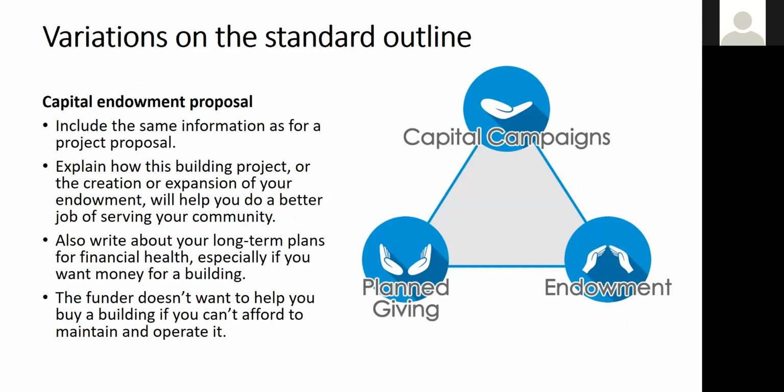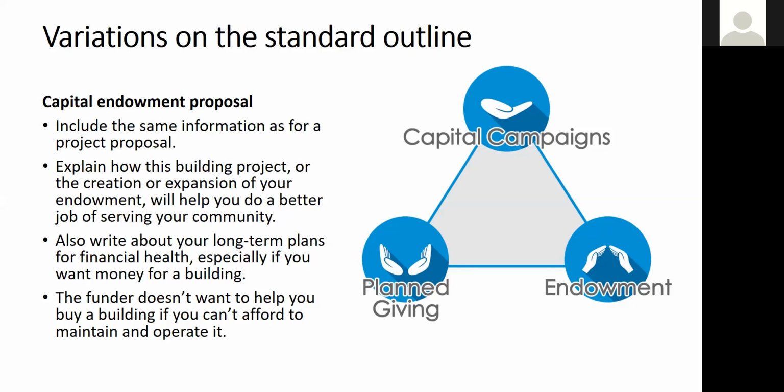And then there are also some proposals that are written for the purpose of capital endowment. This includes information for any huge projects. Normally, in most capital endowment cases, this is to fund building projects. So explain how this building project, or the creation or expansion of your endowment, will help you do a better job of serving your community. You've got to give the big picture here. What are the long-term plans for financial health, especially if you want funding for a building? It's not just for the building, but how are you going to maintain it later? So you have to build that information into your proposal.